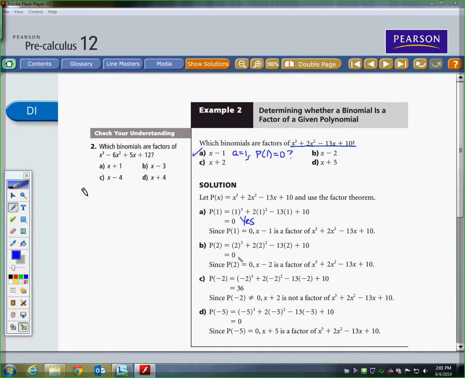B, the second one, is 0. Yes, it's a factor. C is 36. So x plus 2, no, is not a factor. And the last one, D, is a factor. So you'll notice x minus 1, x minus 2, and x plus 5 are all factors. It's kind of cool if you think of this.